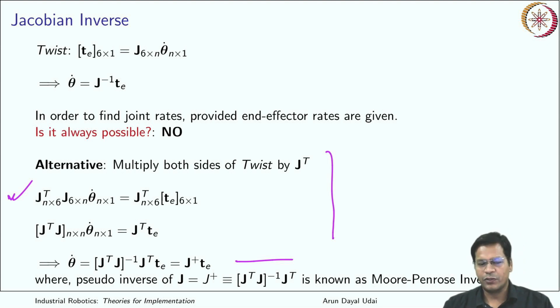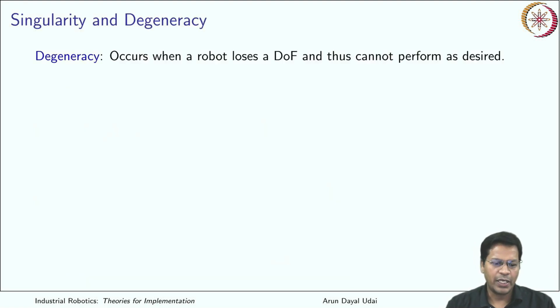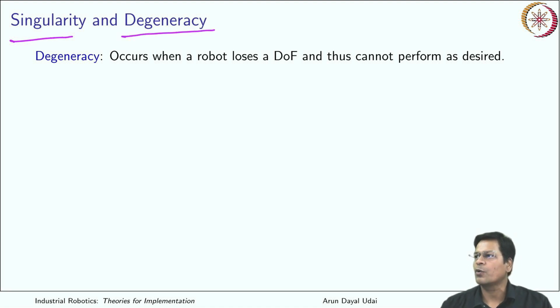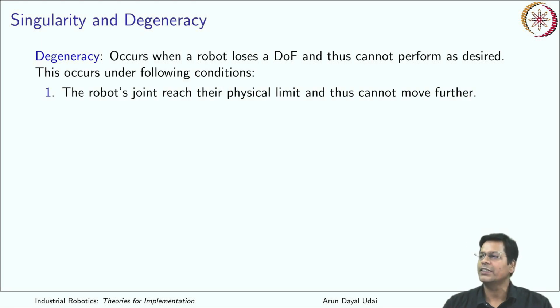So let us discuss that. That is known as a singularity. There is another term which is closely related to singularity, known as degeneracy. It occurs when a robot loses a degree of freedom and thus cannot perform as desired. So what are the conditions when this can happen?